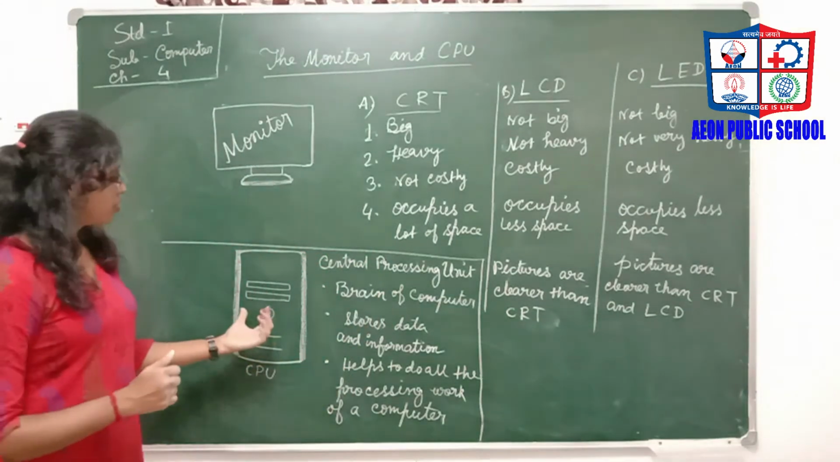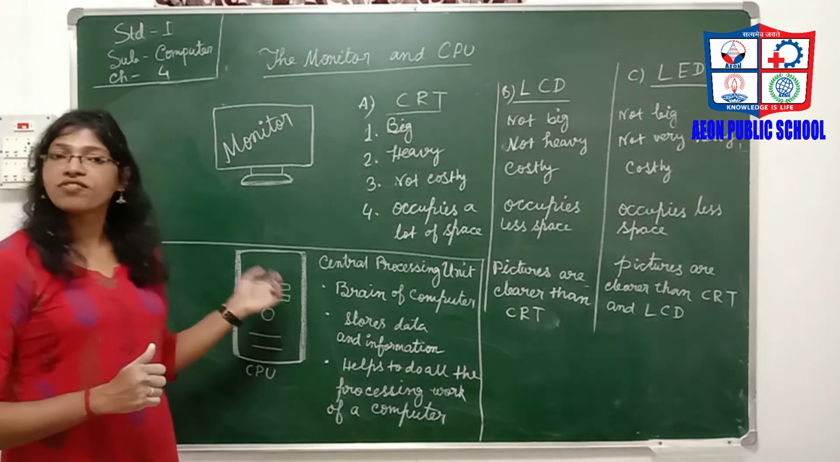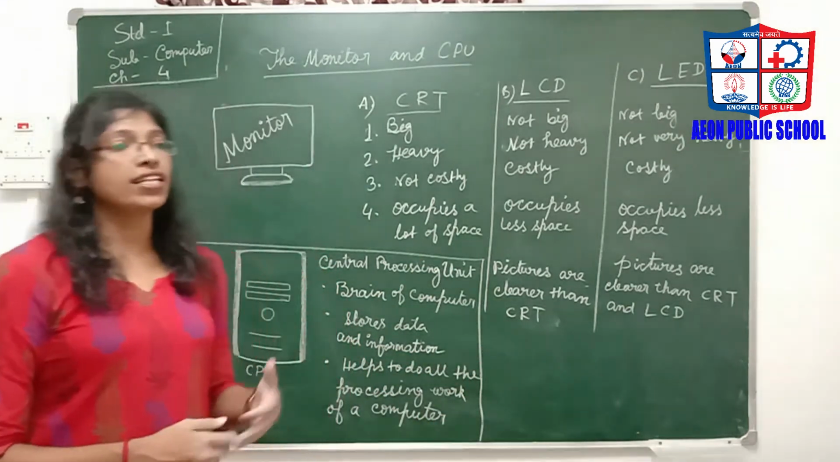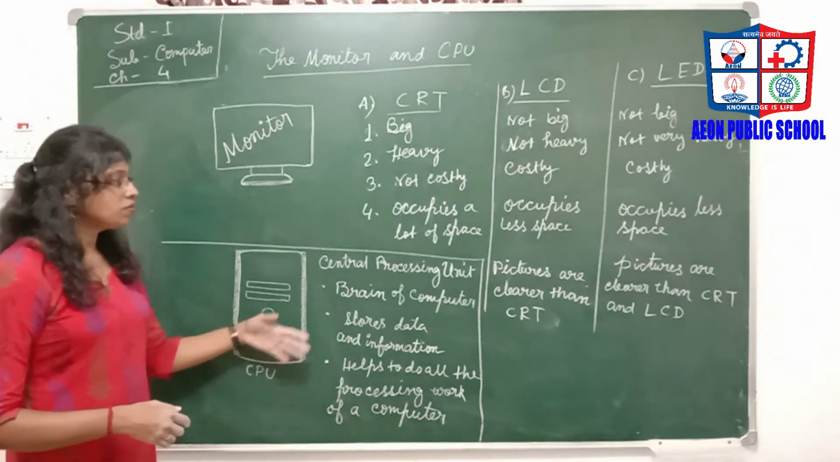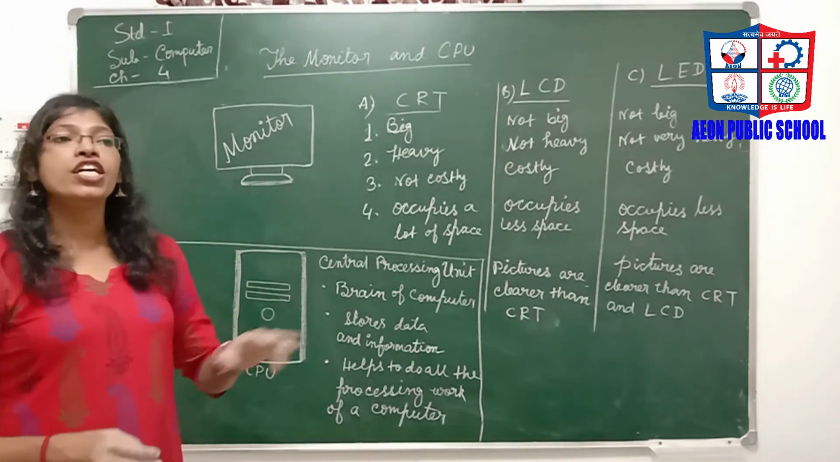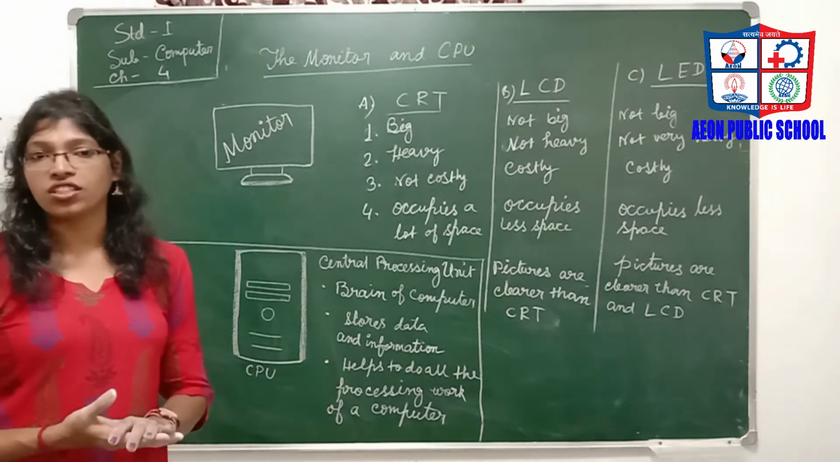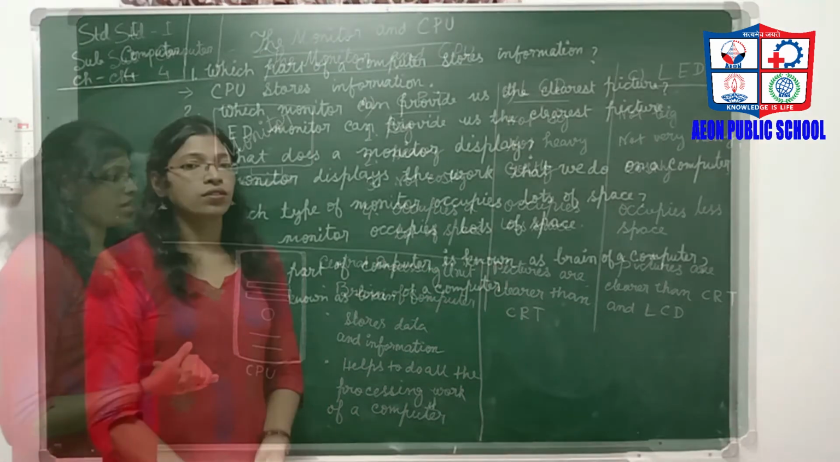And this is the CPU, the brain of the computer, that can store lots of data and information, and helps the other parts of the computer to perform their functions. That's all about this chapter.